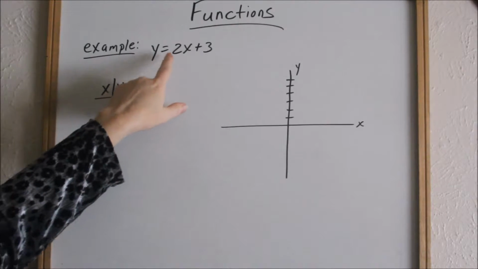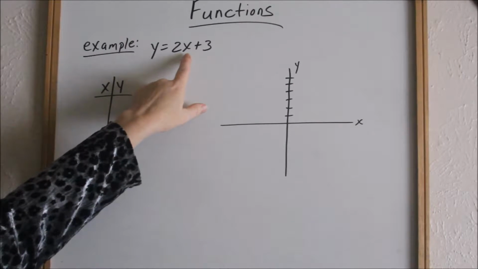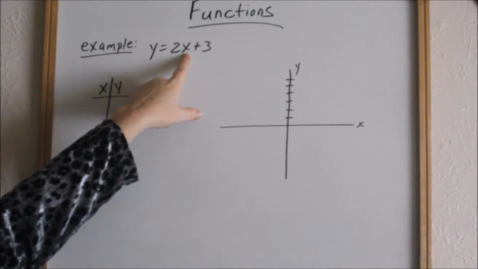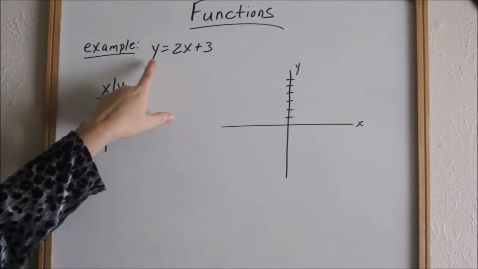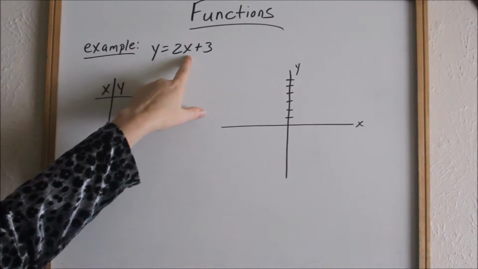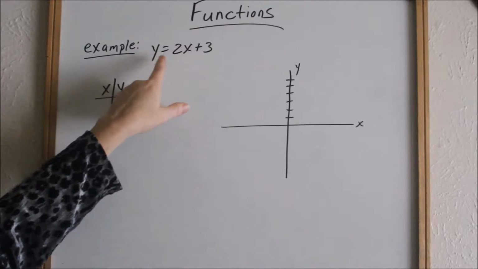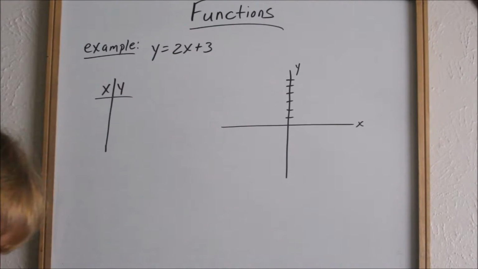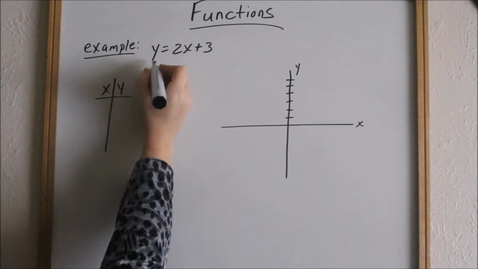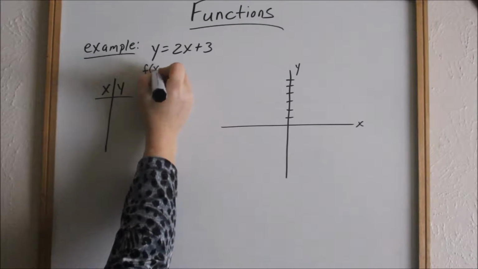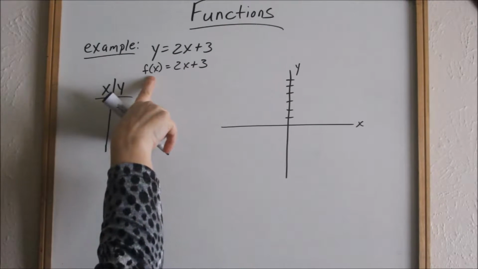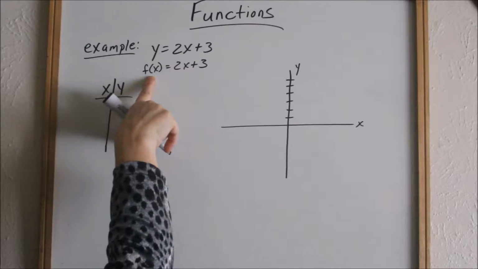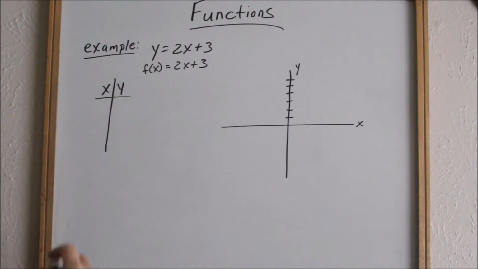Y is a function of x, meaning we can pick values for x, and depending on what values we pick for x, that will determine y. So y is determined by what values we pick for x. So we call that y is a function of x. Another way to write that is f of x equals 2x plus 3. When you see this notation, all that is saying is that y is a function of x.